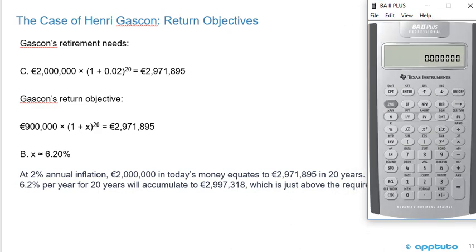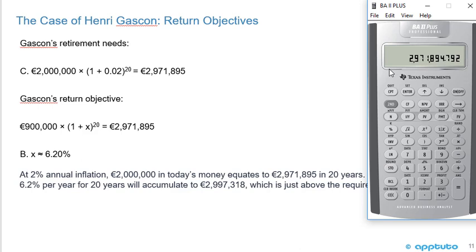We can bring up our financial calculator here. 1.02 y to the x 20 times our 2 million in today's euros that he believes he needs. So 2,971,894. Now he knows that he has €900,000 to set aside because he has €1 million in savings, but €100,000 he wants as his emergency fund. So he has €900,000 to invest, and he needs to have 2,971,895.